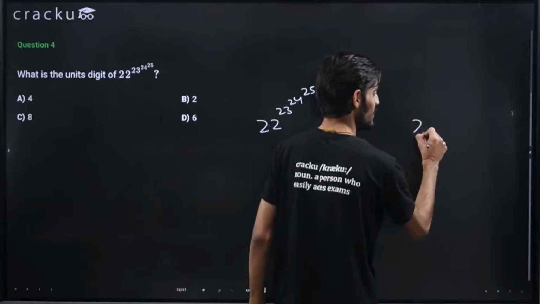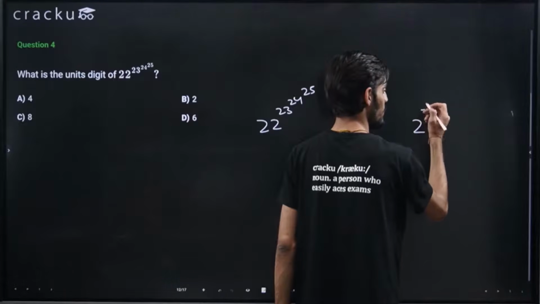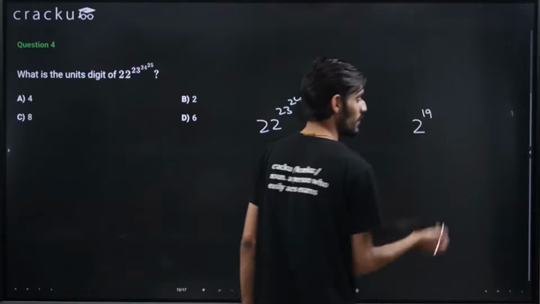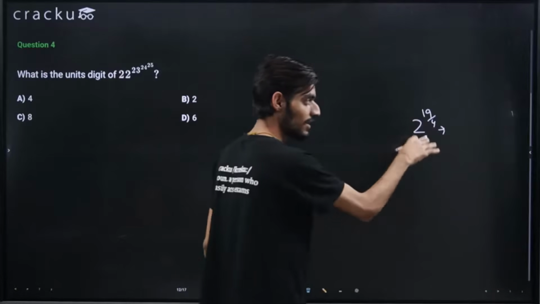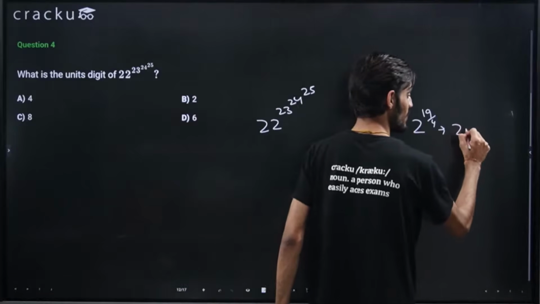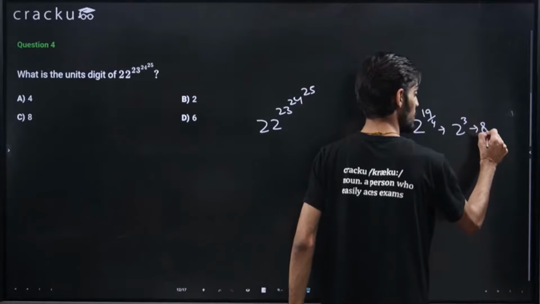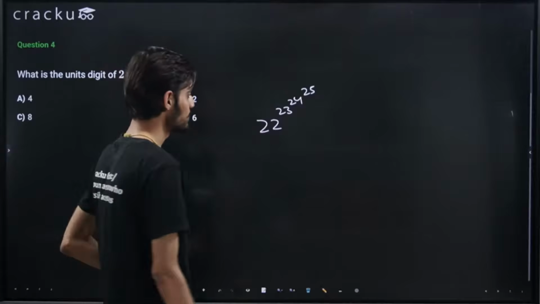Let's say I had to calculate the unit digit of 2 raised to power 19. I can just divide 19 by 4, and since the remainder is 3, because 4 into 4 is 16, we can just calculate 2 raised to power 3, that is 8, right? So this is what we discussed. We can apply the same logic here also.